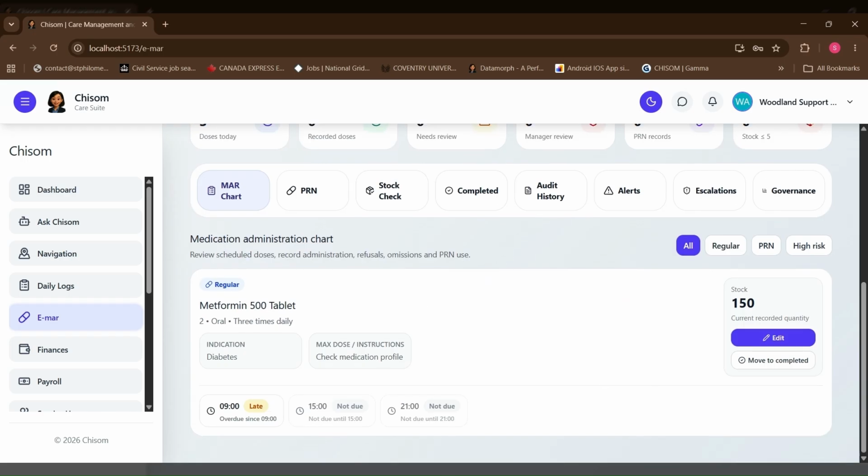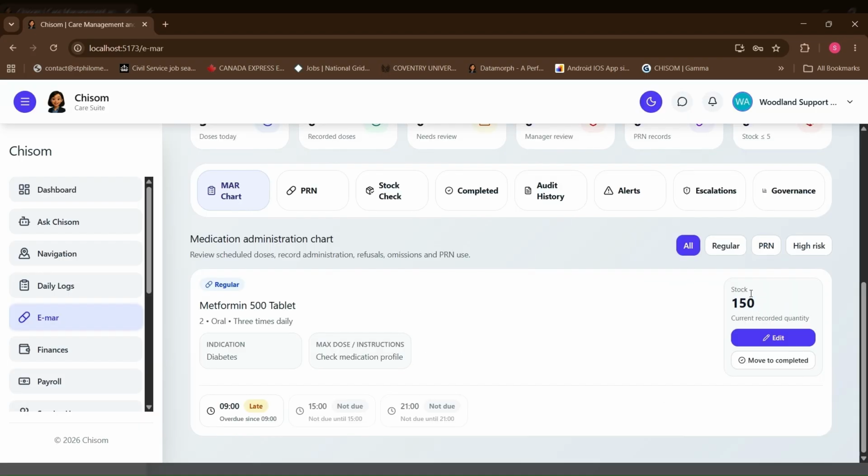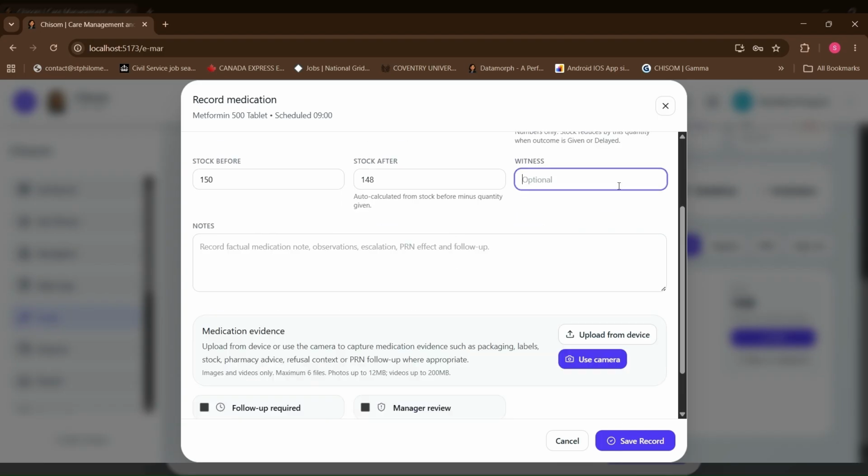Now because the time is 2:05, it's already flagging this as late, which means that it is due but hasn't been administered. That's why it says overdue since 9 o'clock. But this one, 15 o'clock, means 1 hour's time. Because it's not due, I won't be able to click on it. So if I click on this now, let's say I want to administer this medication. It already knows that it's two dosage. And stock after will be 148. So everything is well calculated. It's like a MAR chart that tells everything that is happening.